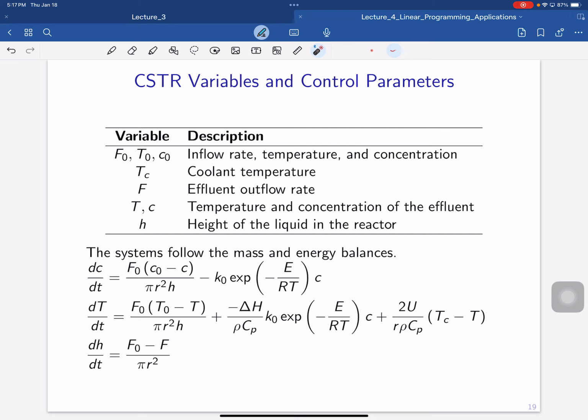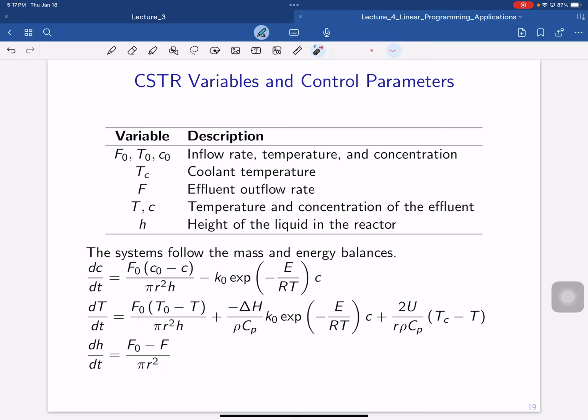Okay. So the idea is that you have some equations to describe the dynamics of the reactor, and then maybe there are some fluctuations in the reactor. You want to control them at a given steady state. You don't want the concentration of the reactor to deviate a lot from a given set point. Okay.